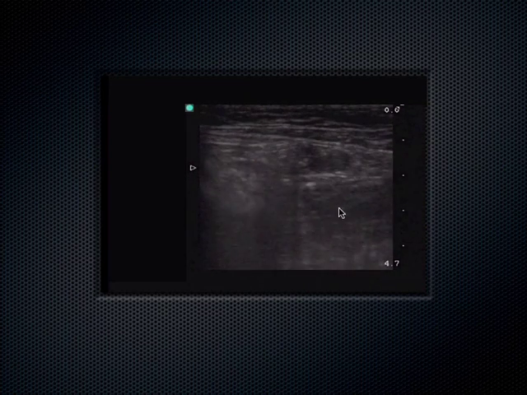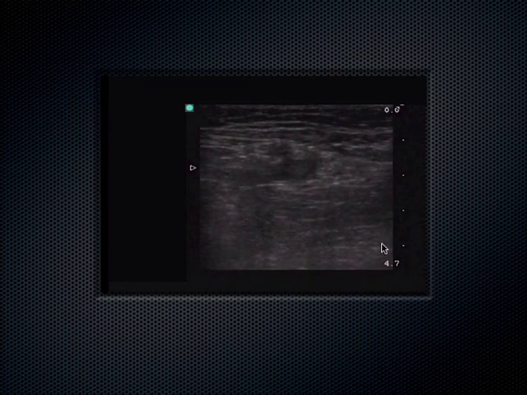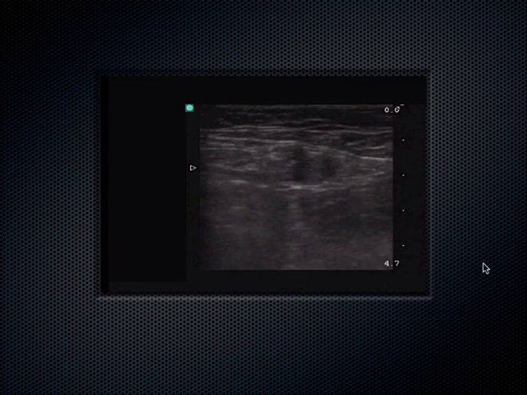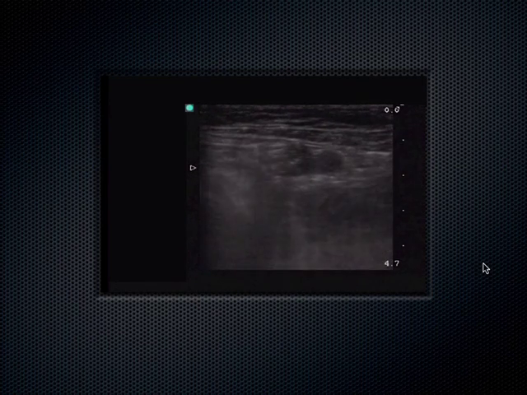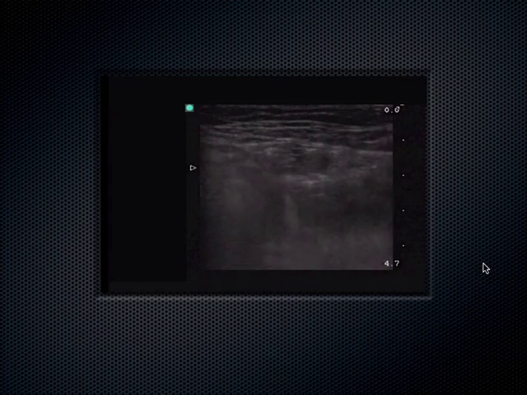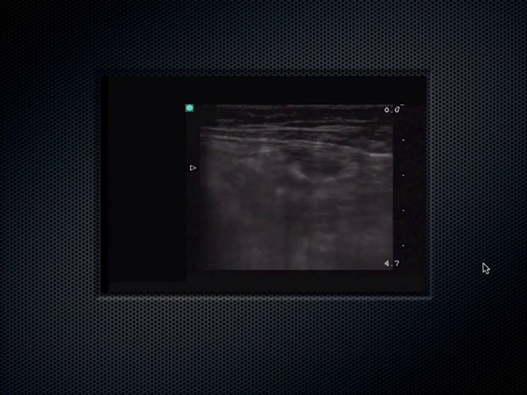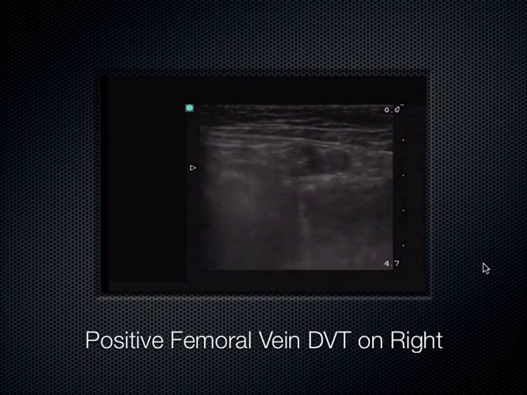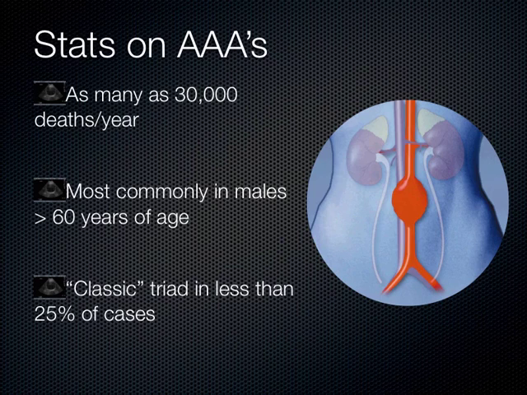It's not compressible. Now, technique-wise, yeah, definitely. Decrease this depth, maximize your screen real estate, maybe turn the gain up a little bit. There's some things I would do here to make this look better. And sometimes I like showing the not perfect ones to you guys so we can talk about some of those image enhancement things. So that's a femoral vein DVT there on the right. We're going to change gears now to talk about the aorta.